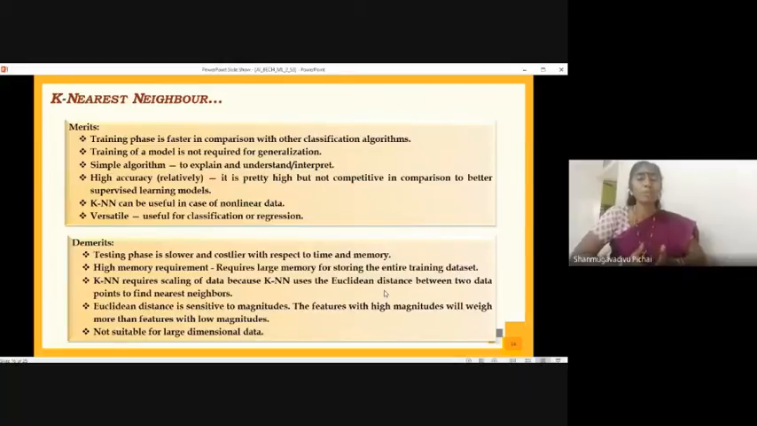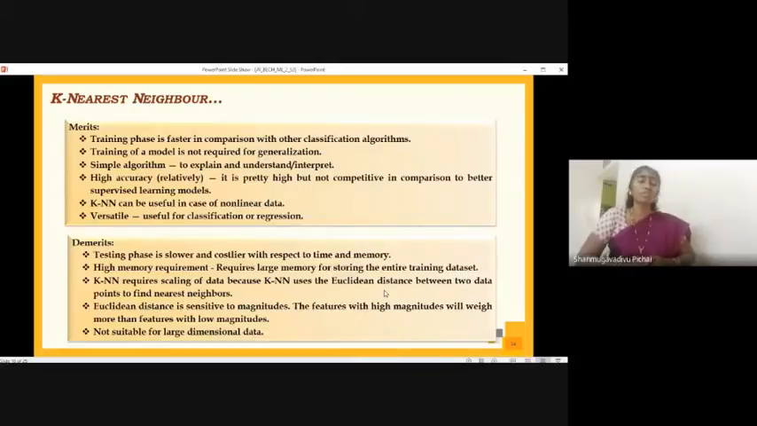As you must be able to recollect, it doesn't work on assumptions. So the training is very simple. It doesn't require much time. Training of a model is not required for generalization. When you want to apply this to other domains of problem solving, training of a model is not required when you want to generalize it.